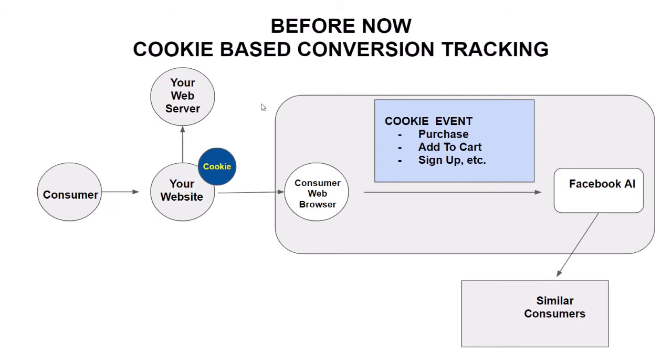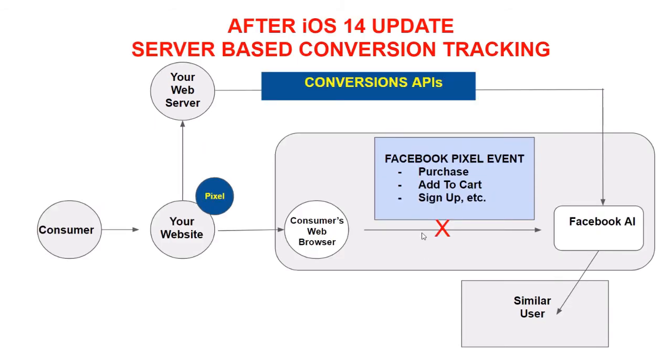But then Apple came and gave the consumer the power to say, look, I don't want your cookie to track what I am doing here. Let me take you to the next screen so that you understand. Apple says you can decide whether you want Facebook to be able to track this information and send it to their AI.